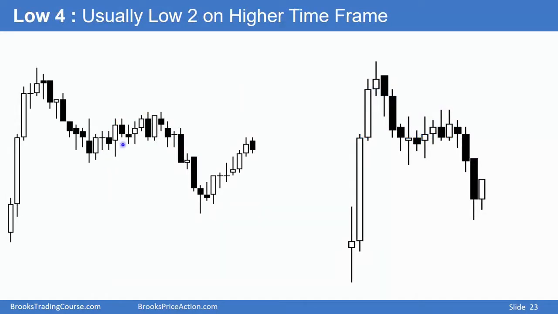I talked about a low 4, 1, 2, 3, 4. On a higher time frame chart, it's usually a low 2, and if you go to a high enough time frame chart, it's a low 1. So on a 5-minute chart, low 1, low 2, low 3, low 4. On a 10-minute chart, it's just low 1, pullback, low 2. Complex corrections like this are usually simple corrections on a higher time frame.